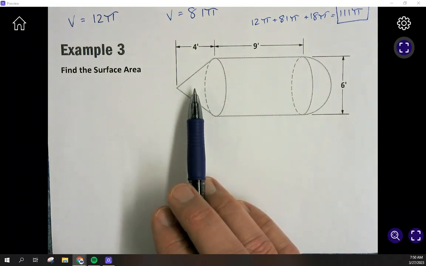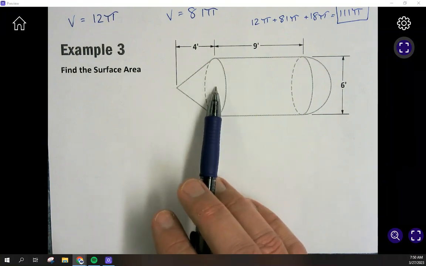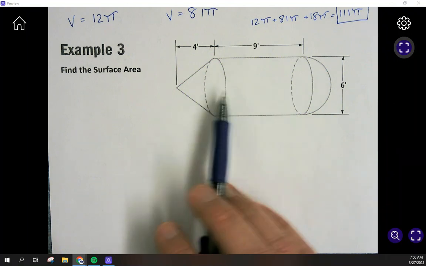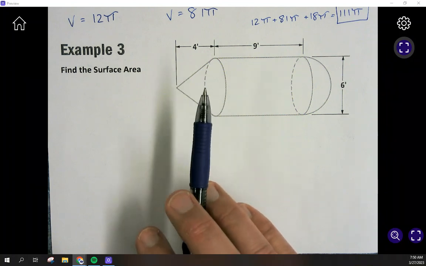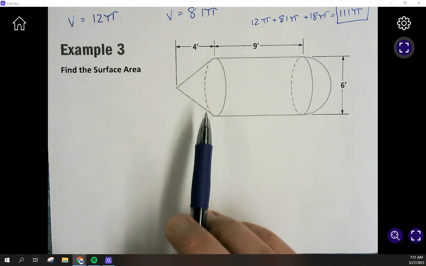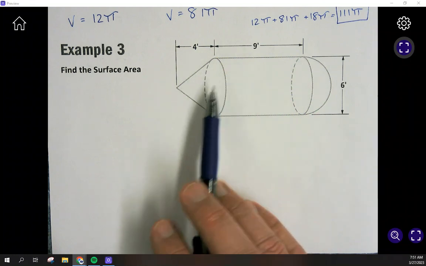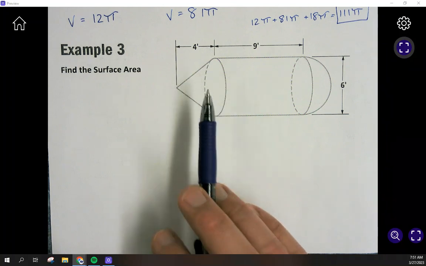For instance, with the cone, we just want what's on the outside here. What we would look at as the base, we don't need the area of that base. It's on the inside of the shape. The surface area is just the outside, which we know is the lateral area, right? We break surface area down to lateral area plus the area of the base. So we're just going to ignore the area of the base. We're just going to find the lateral area of the cone.